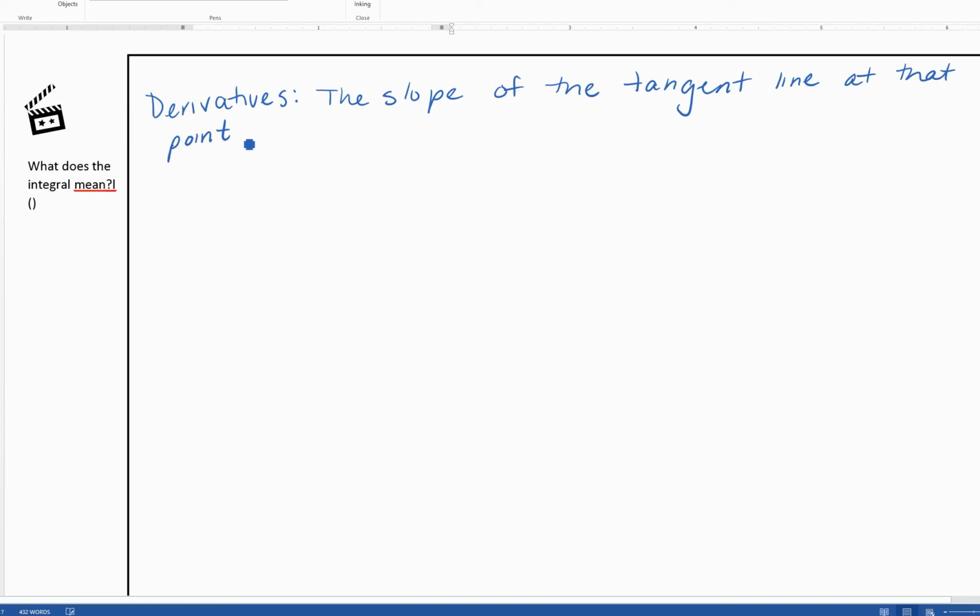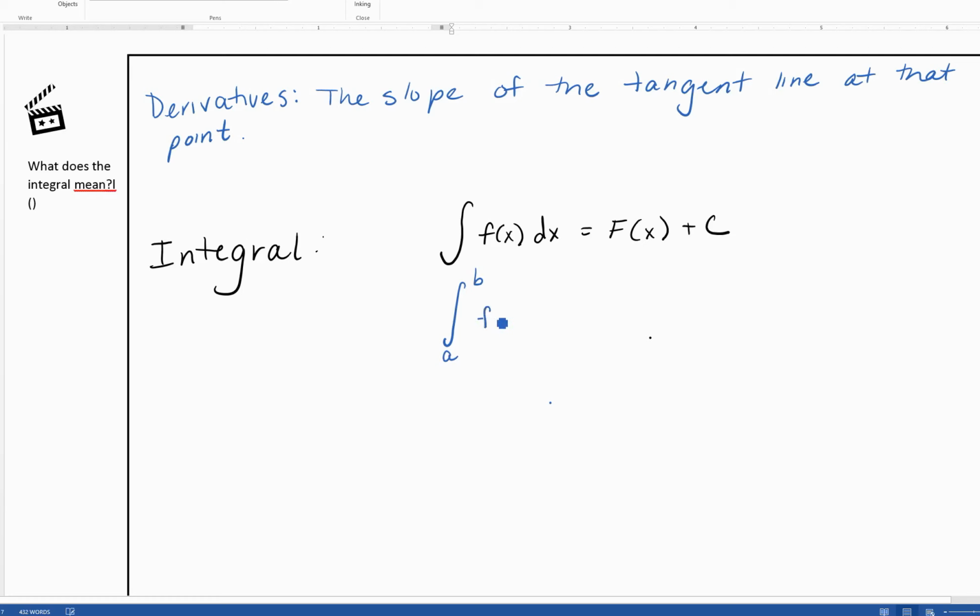Well, now we're going to talk about antiderivatives and the integral. What does that mean? So far we've talked about how you can have an integral of a function dx, and you find the most common, this is equal to big F of x plus c. But what we can actually do is put what are called limits on our integral. So we might see something like the integral from, we'd say a to b of f of x dx.